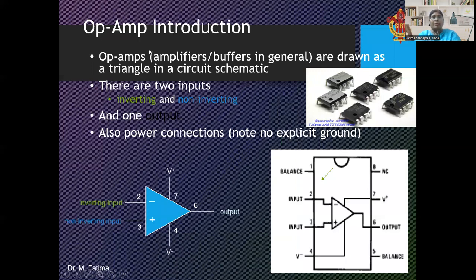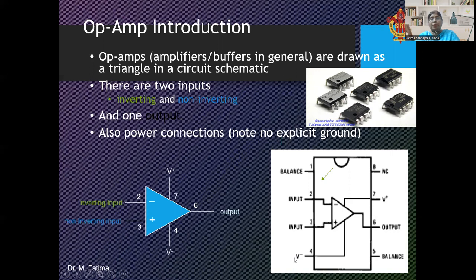Now the operational amplifier is available in the form of IC. This diagram is showing the pin configuration of the 741 operational amplifier IC. The most popular op-amp IC is the 741 series. This is showing the pin diagram of the operational amplifier. Pin numbers 1, 2, 3, 4, 5, 6, 7, 8. Here pin numbers 1 and 5 are used for balance or offset null. Pin number 2 is input, and pin number 3 is also input. Pin number 2 is called the inverting input. Pin number 3 is called the non-inverting input.